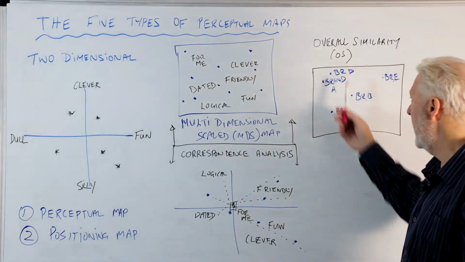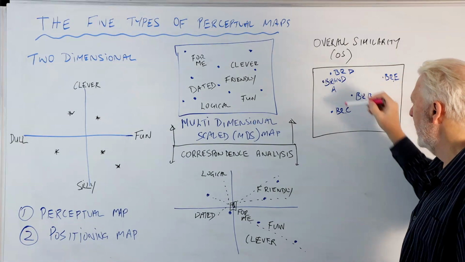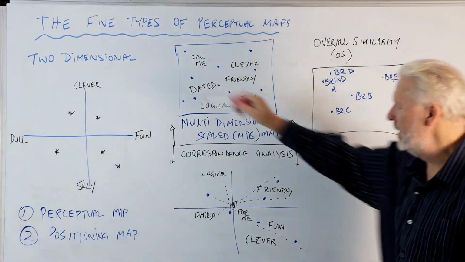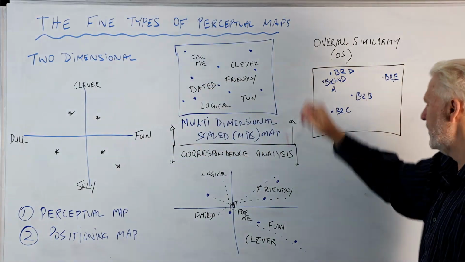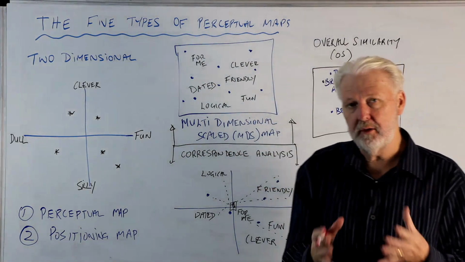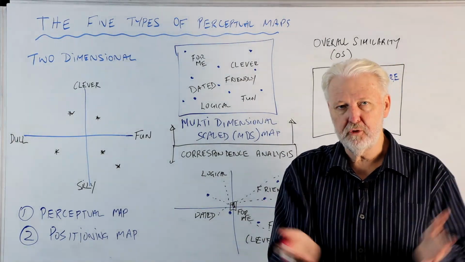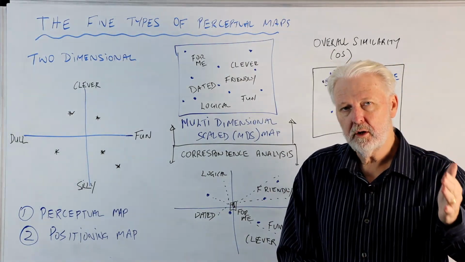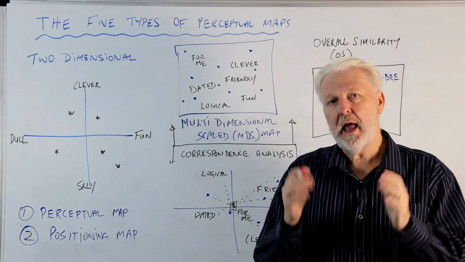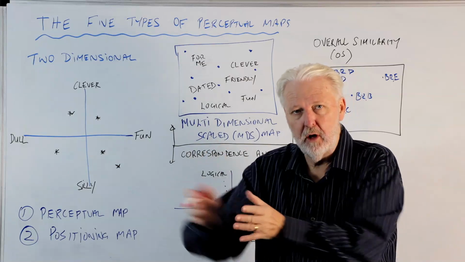And then finally, we have what's called an overall similarity map. I've just got brands listed on here. There's no axis, there's no attributes. And the way this data is collected, if I explain that, then this map will make sense. Let's use drinks. So Coca-Cola, Pepsi. How similar are they on a scale? You might say they're quite similar and give them a high score.